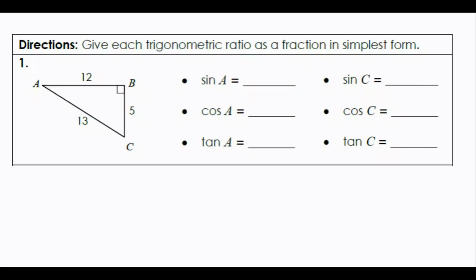Taking a look at our sample problems, we want to give each trig ratio as a fraction in simplest form. So I have triangle ABC with side lengths 5, 12, 13. I just want to find these ratios. So I'm not finding any angle measures. I'm not finding any side lengths. We're just practicing finding the ratios. So if I remember my acronym, SOHCAHTOA, it will help me find these ratios.